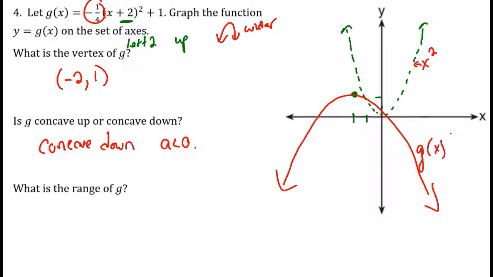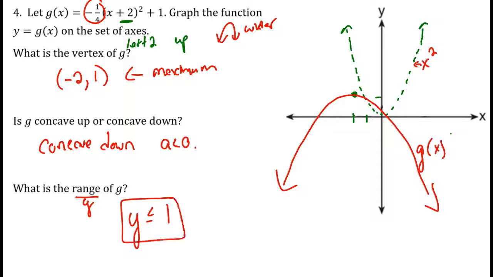What's the range of g? Range is your y values. How high and low do my y values go? Well, I know the highest point my y values go is 1, because this vertex here is a maximum. So my y values are less than or equal to positive 1. That's as high as they go, and I can get any y value less than that.